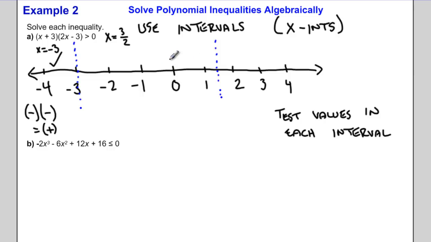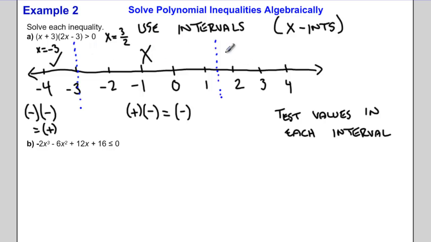If I plug 0 into this polynomial, 0 plus 3, well, that's a positive number. 2 times 0 minus 3, that's a negative number. A positive times a negative is overall negative. So the interval between -3 and 3 halves does not satisfy my inequality.